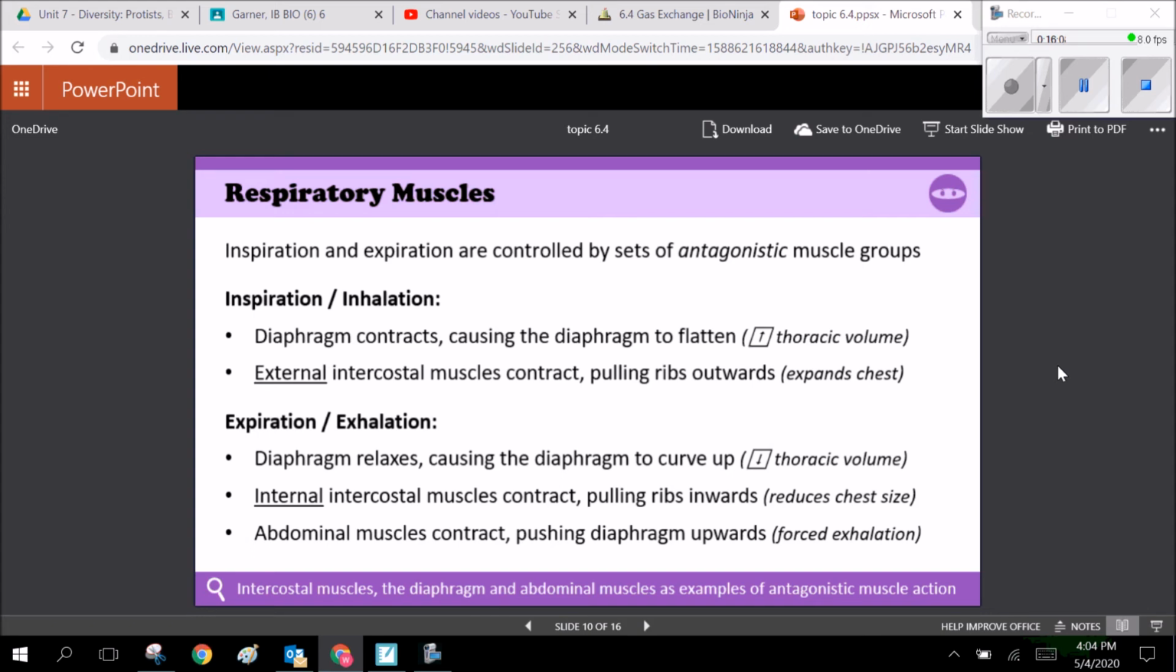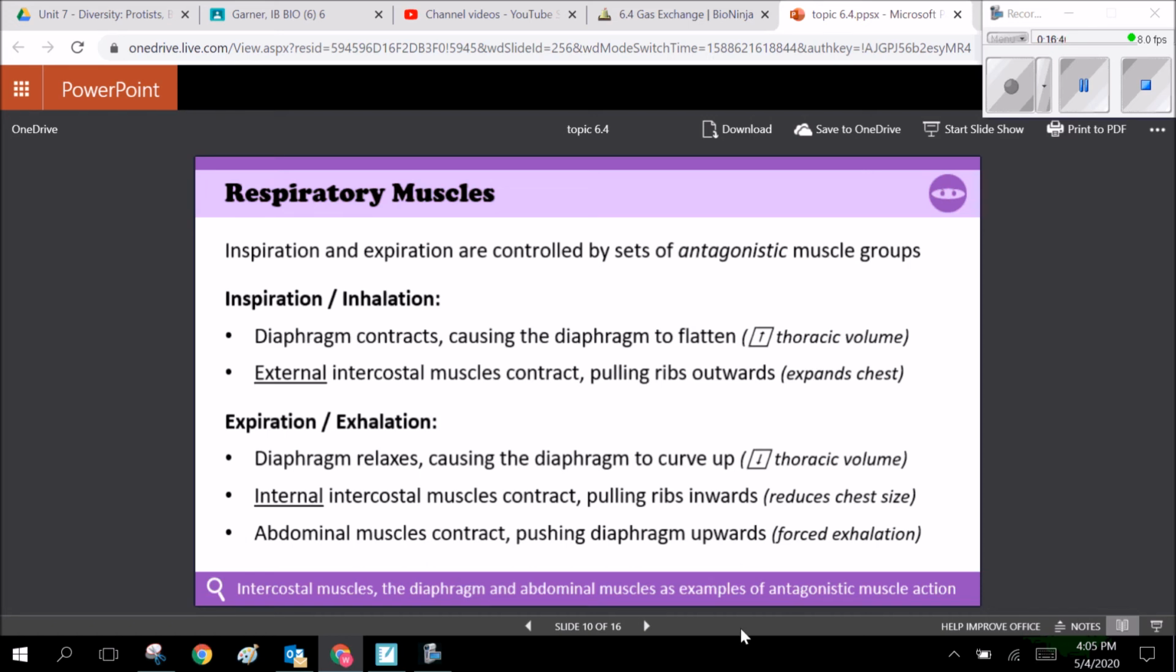So again, when your diaphragm contracts and flattens, you increase your thoracic volume, and the air flows in. Okay, and of course your muscles contract, pulling your ribs outward to allow for those lungs to expand. And then when your diaphragm relaxes, your thoracic volume decreases, right? Because your diaphragm comes up and squeezes your lungs, and then those muscles that hold your rib cage out contract, pulling your ribs inwards, and thus giving your lungs less space.